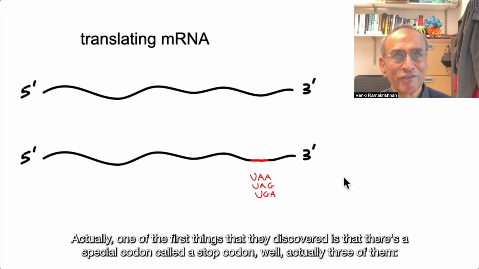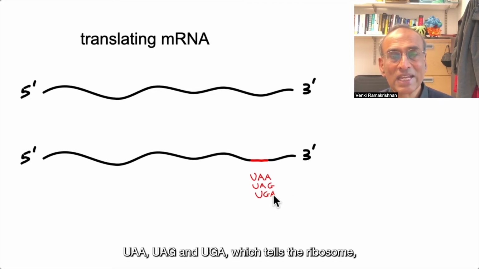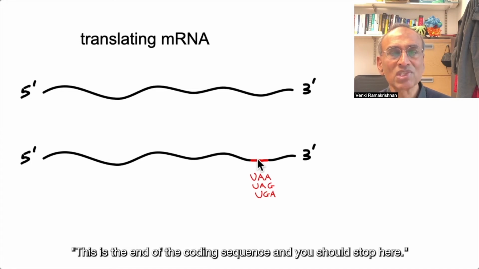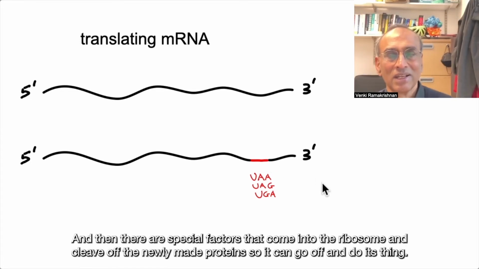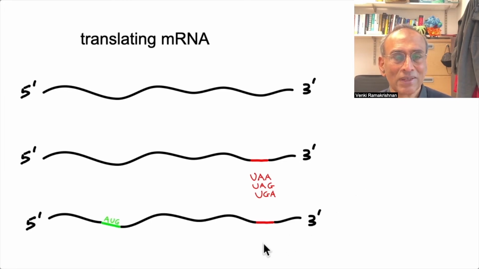Actually, one of the first things that they discovered is that there's a special codon called a stop codon. Well, actually three of them, UAA, UAG, and UGA, which tells the ribosome this is the end of the coding sequence and you should stop here. And then there are special factors that come into the ribosome and cleave off the newly made protein so it can go off and do its thing.